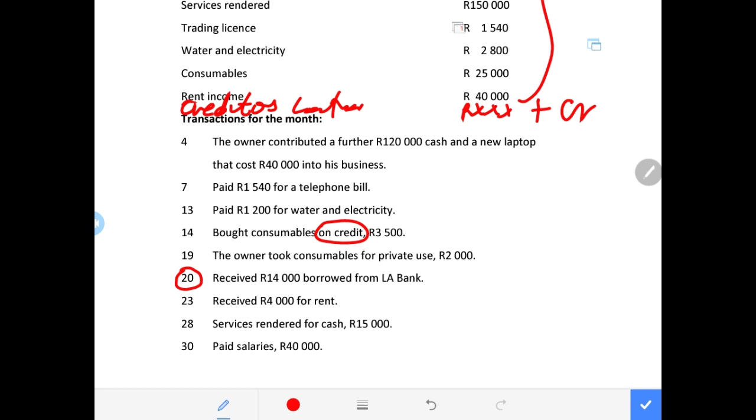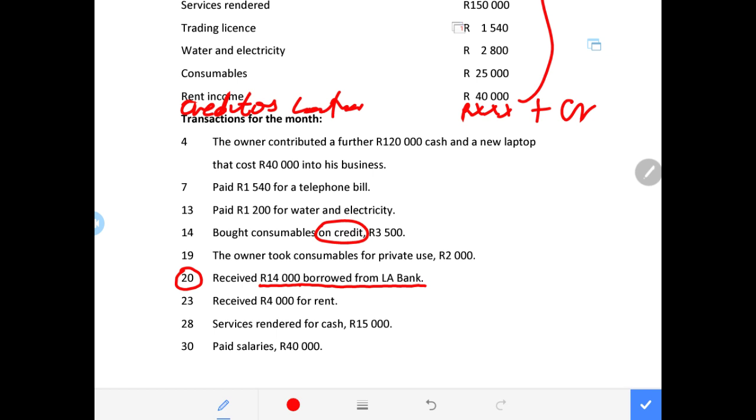If you received, you received. Received how much? 14,000 rands. That was borrowed from LA Bank, Los Angeles Bank. Now we received 14,000. That was borrowed from the bank. In other words, we borrowed money from the bank, and we received the money we have borrowed.